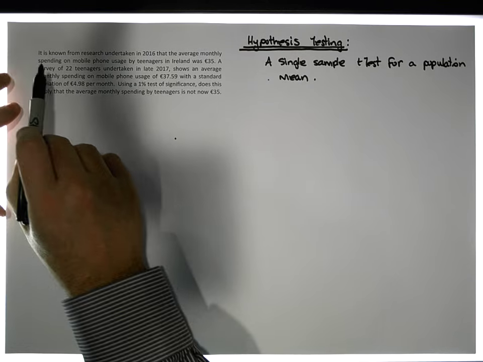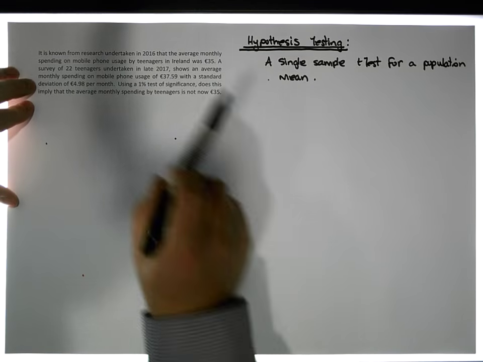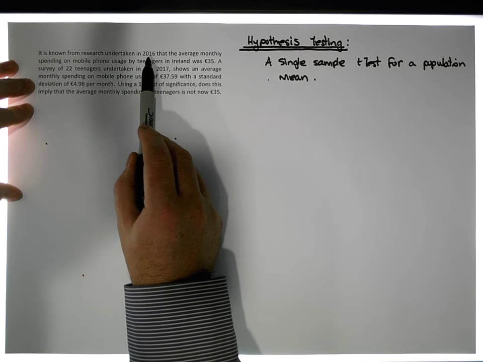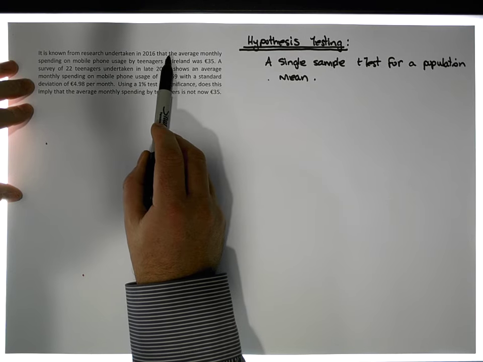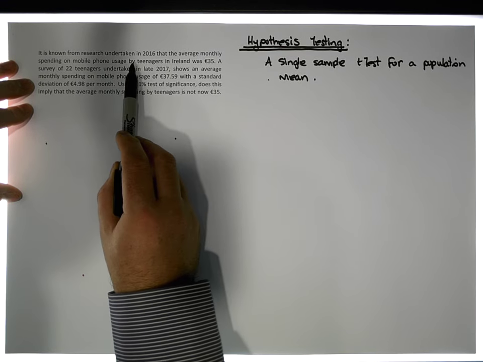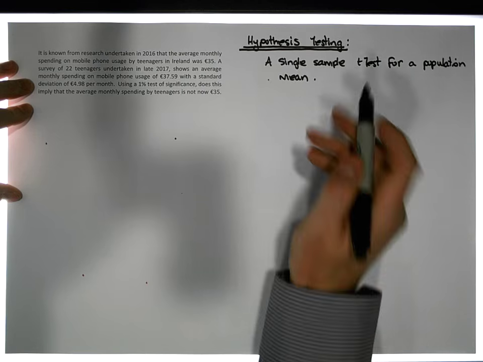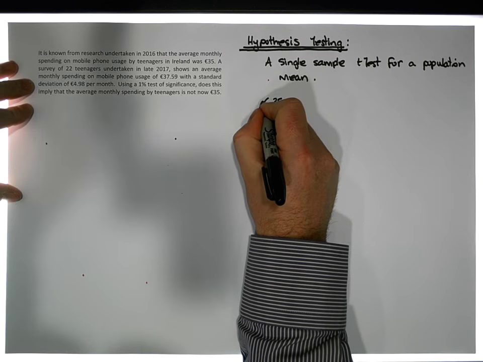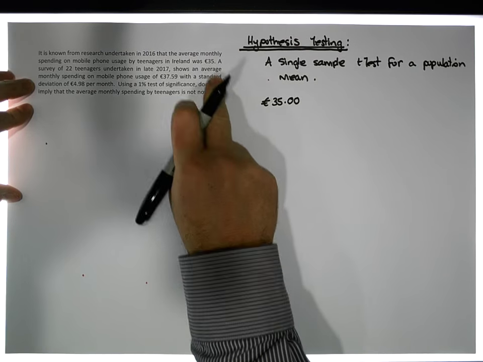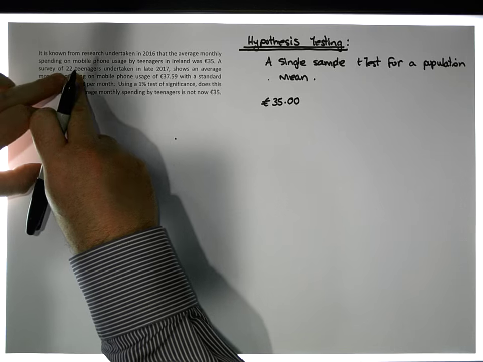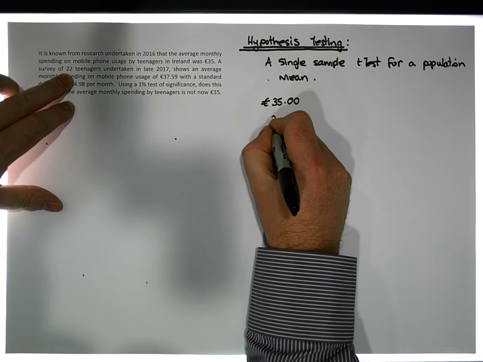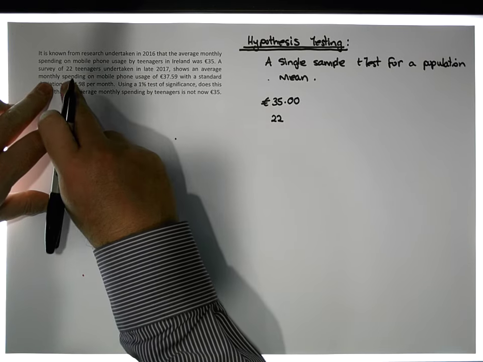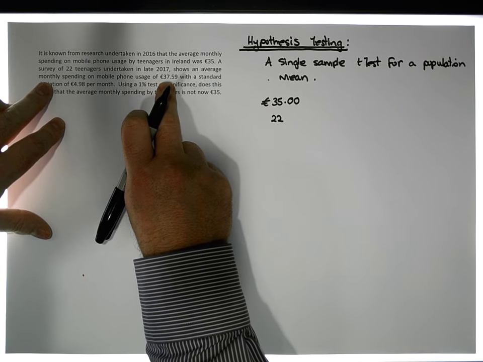So I'll run through this again, and we'll extract out all the numbers. It is known from research undertaken in 2016. That's just the year, so we can ignore that. The average monthly spending on mobile phone usage by teenagers in Ireland was €35. So that's our first number. Then we're told a survey of 22 teenagers. There's another number, 22. A survey of 22 teenagers in 2017 shows an average monthly spending on mobile phone usage of €37.59.